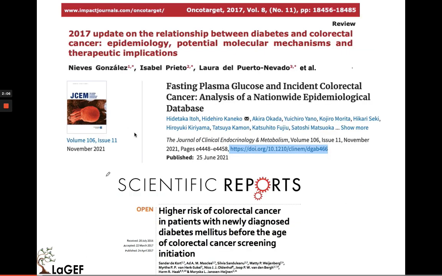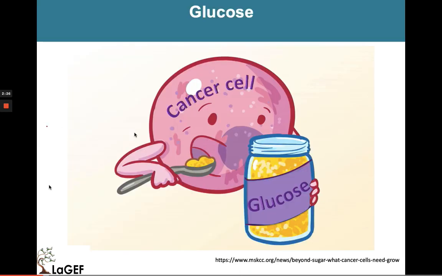There is a lot of evidence showing an increase in cancer among diabetes patients, and recently hyperglycemia was considered a risk factor that links diabetes and cancer progression. So how does glucose impact cancer cells?